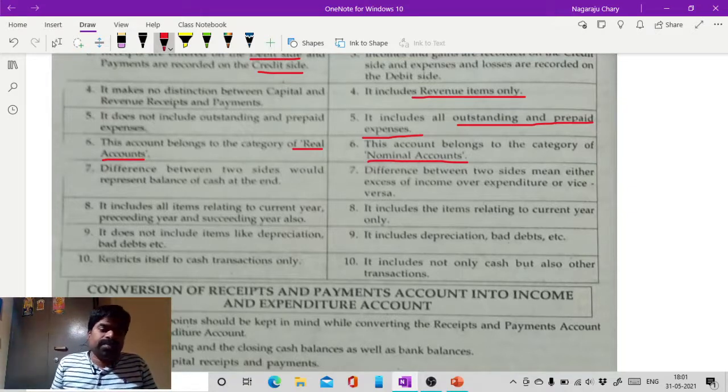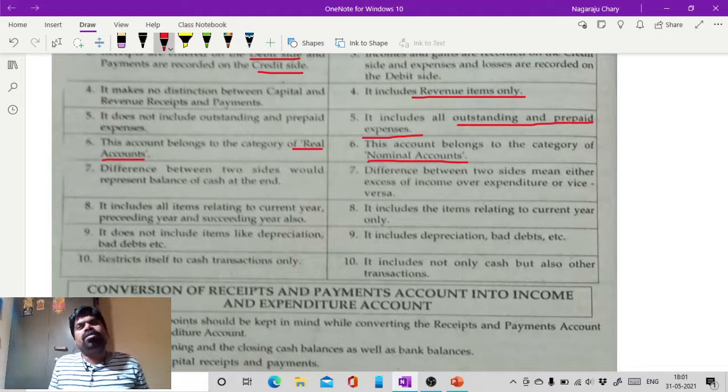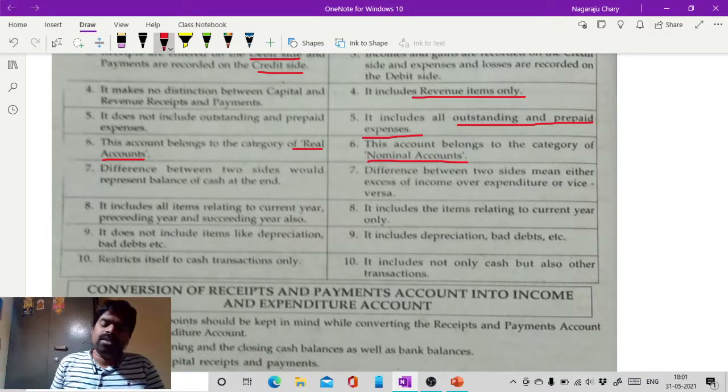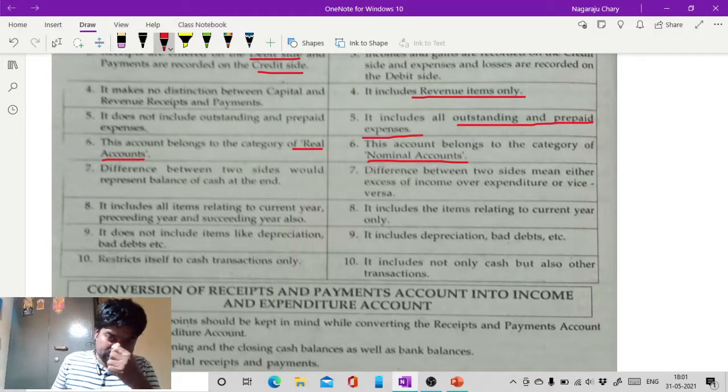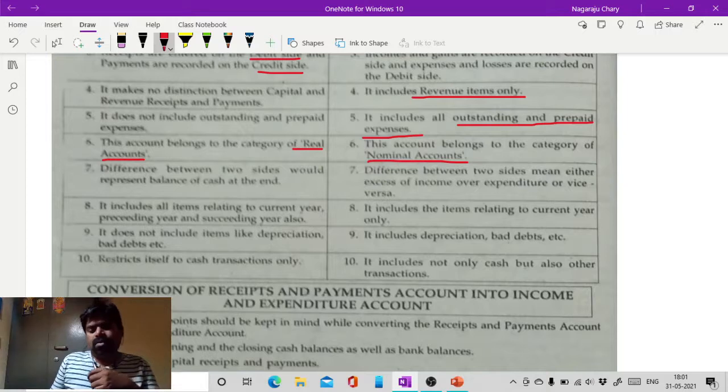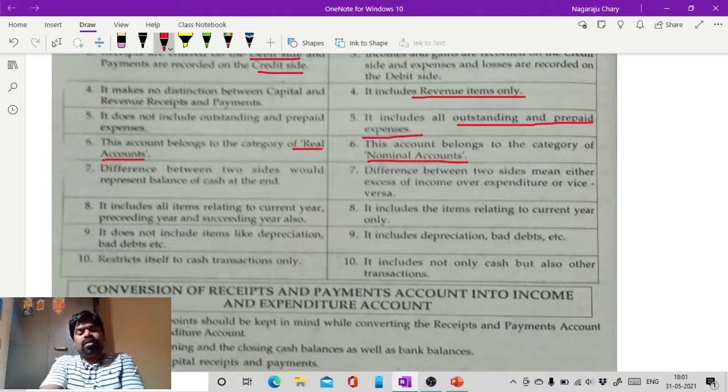Next, the last one: it restricts itself to cash transactions only. In the receipts and payments account, only cash transactions are recorded. There are no credit transactions. Here, you see, not only cash transactions but others are also recorded. Others means credit transactions. Okay, these are the differences between these two.